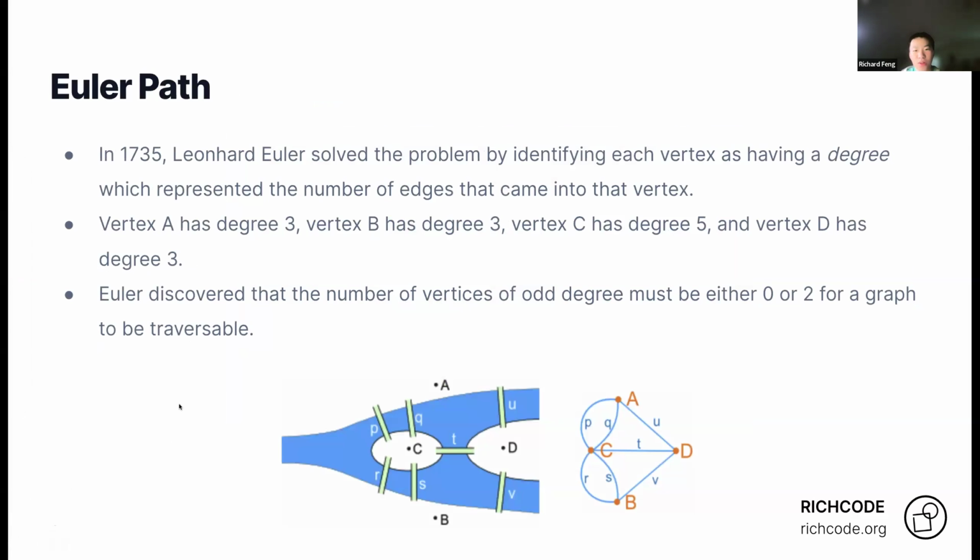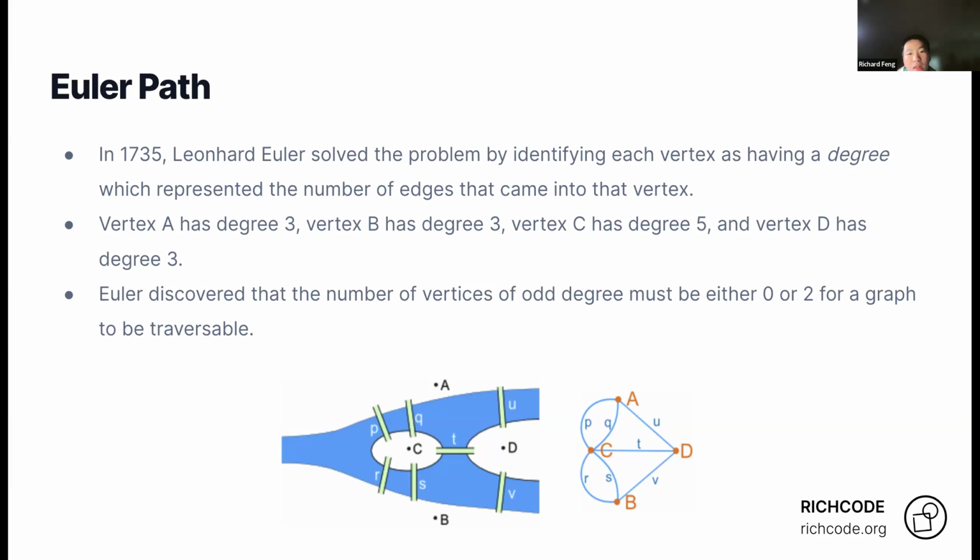Okay, so I'm going to talk about the solution to this problem. It was first solved in 1735 by Leonhard Euler, and he basically solved the problem by identifying each vertex as having a degree. And the degree represents the number of edges that come into that vertex.